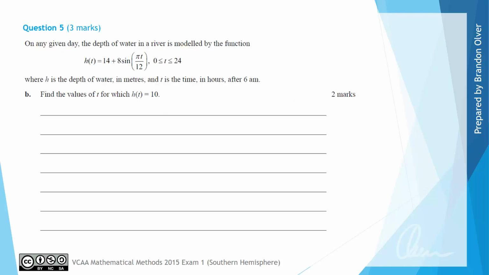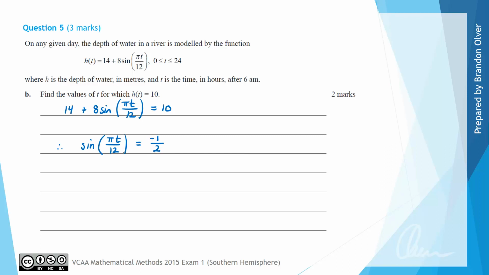For part B we're asked to find the values of t for which h of t equals 10. So h of t equals 10 is the same as 14 plus 8 sine of pi t divided by 12 is equal to 10, and then we're going to subtract 14 and we'd get 8 sine of pi t over 12 equals negative 4, and then dividing by 8 just gives us sine of pi t divided by 12 is equal to negative a half.